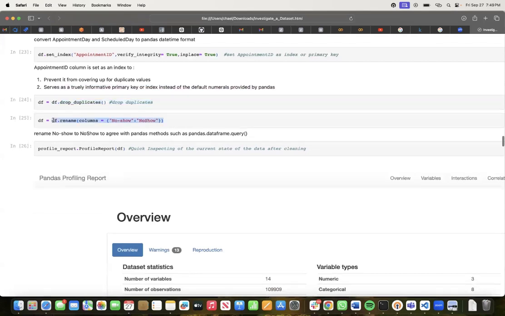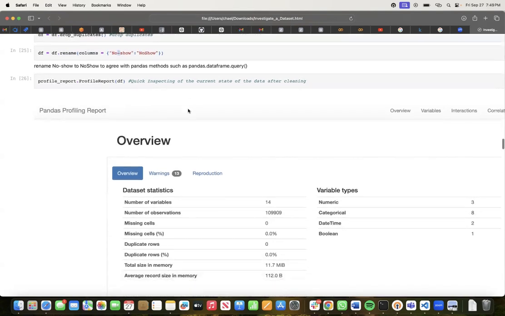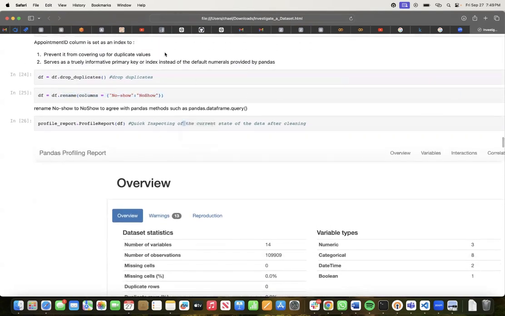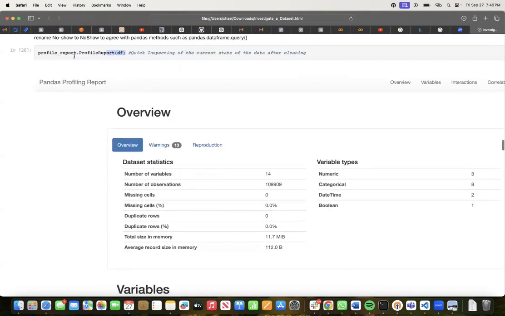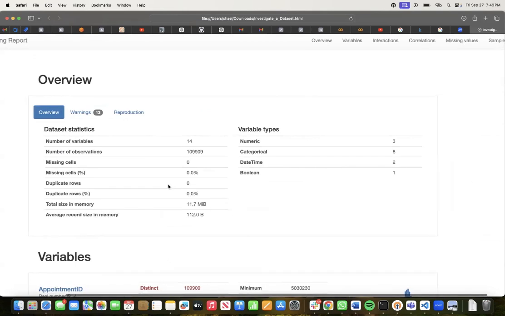Okay. Now I just renamed this column from no-show with a dash to no show, just to make sure that I can easily access it, because writing the dash was a pain. So this is code specific and nothing serious. But then the very beautiful part is when you create a report of the data. The report is going to tell us that the number of variables that we have is 14. Indeed, the number of observations is this after I drop the duplicates.